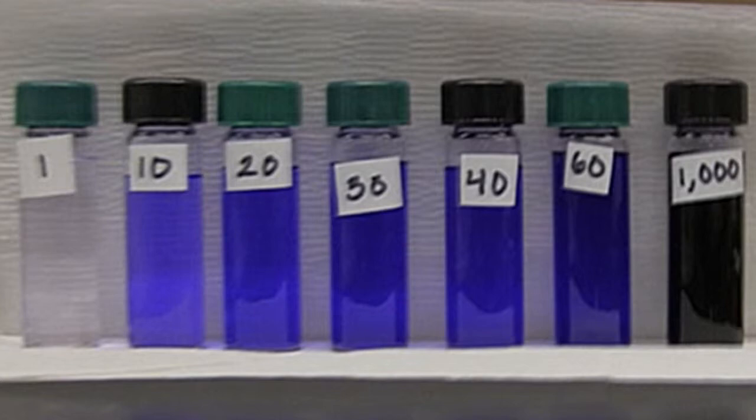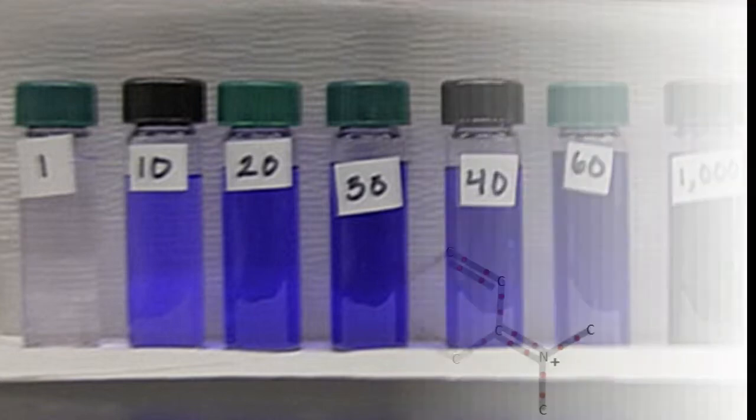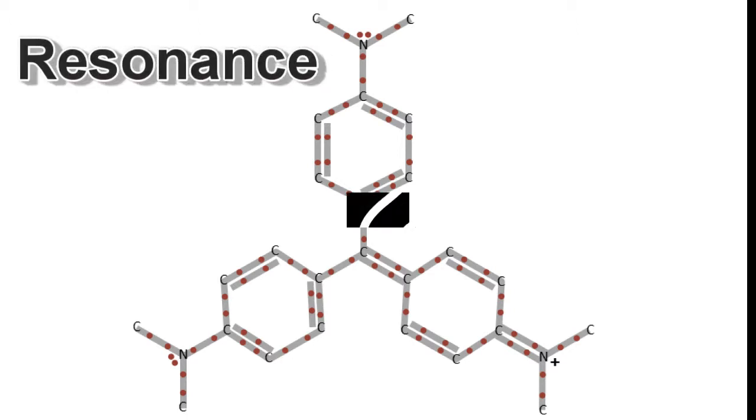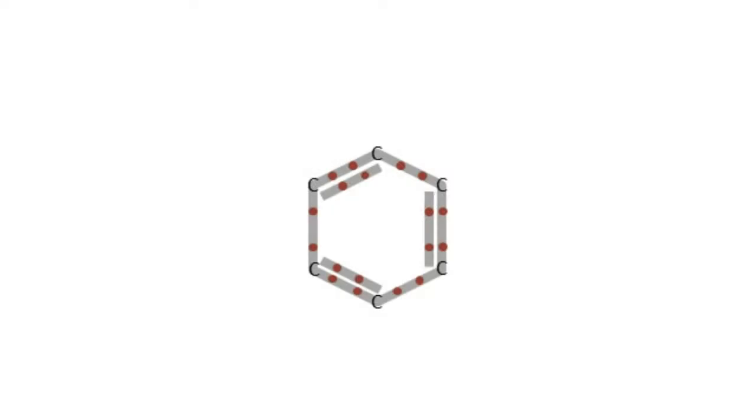So what is it about the crystal violet molecule that makes the solution so very, very violet? The answer can be found in its structure. An interesting aspect of crystal violet structure is the fact that its entire structure is in resonance. Now you may be asking yourself, what is resonance? Let's look at a simpler molecule first.